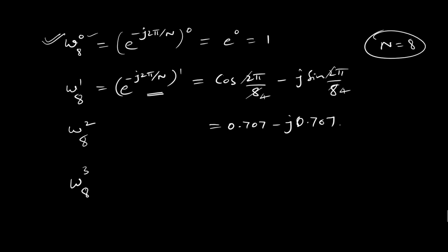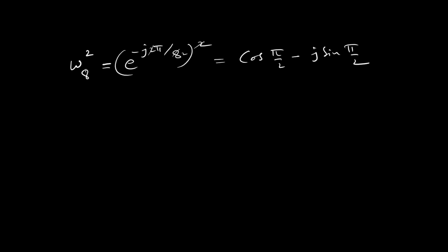So your value comes out to be 0.707 minus iota 0.707. Now the twiddle factor to the power 2 will become equal to e to the power minus iota 2 pi over n to the power 2. Let's replace n with 8. So your equation will become cos of pi by 2 minus iota sine pi by 2. Cos pi by 2 is 0, minus iota, and sine pi by 2 is 1, so this is minus iota.